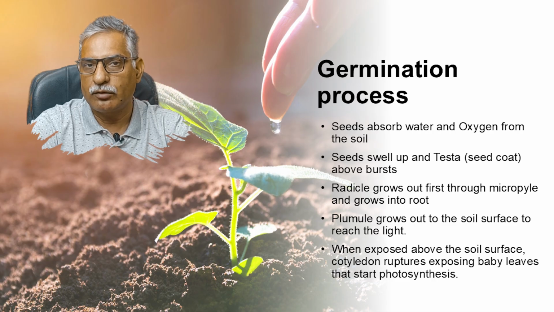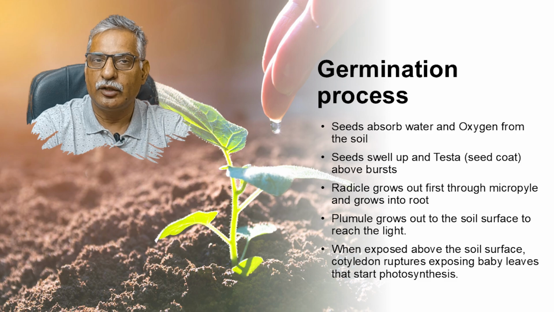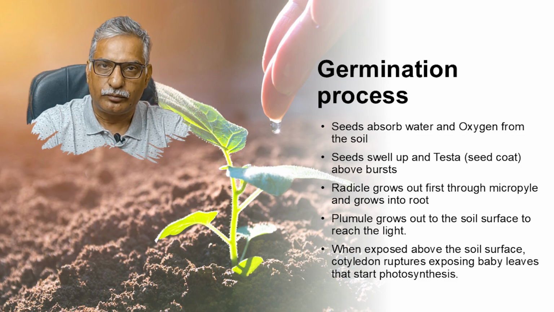Now, embryo cells need to respire, and for respiration, they need glucose that they get from the starch digestion in the endosperm, but oxygen they get from the surroundings. And this oxygen also enters the seeds in dissolved form in the water through the micropyle.